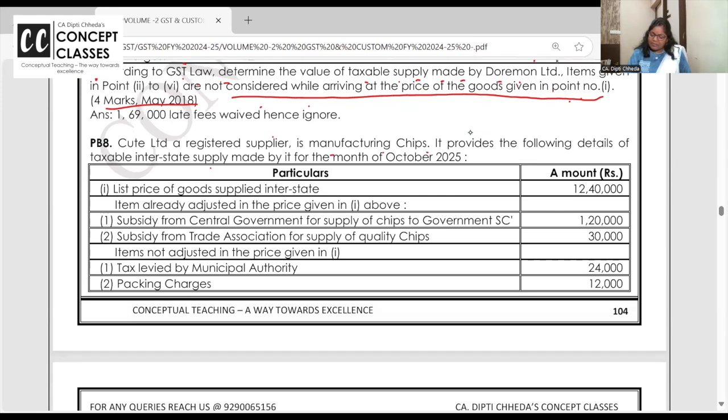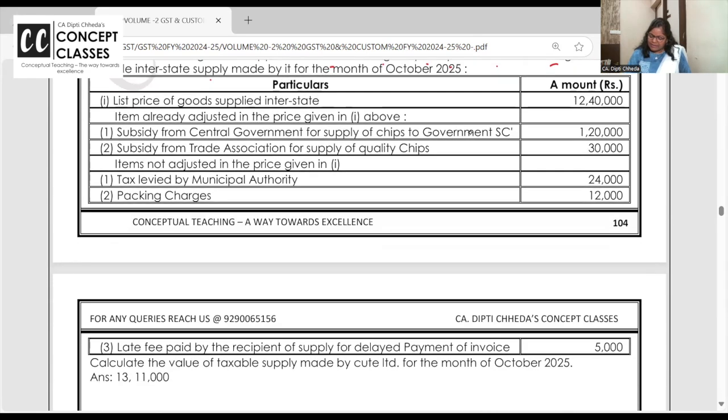QT Limited is a registered manufacturer and it provides these details. List price is 12,40,000. They have already adjusted the subsidy from central government for the supply of the chips. Already adjusted means already removed. They have not taken it. So no problem. Subsidy from trade association, that you have to add back.